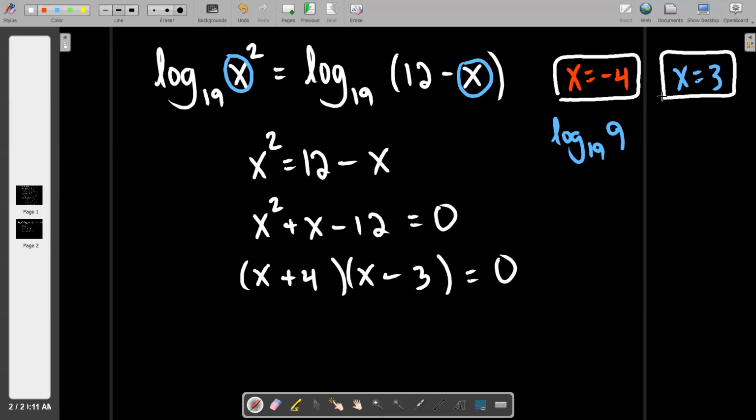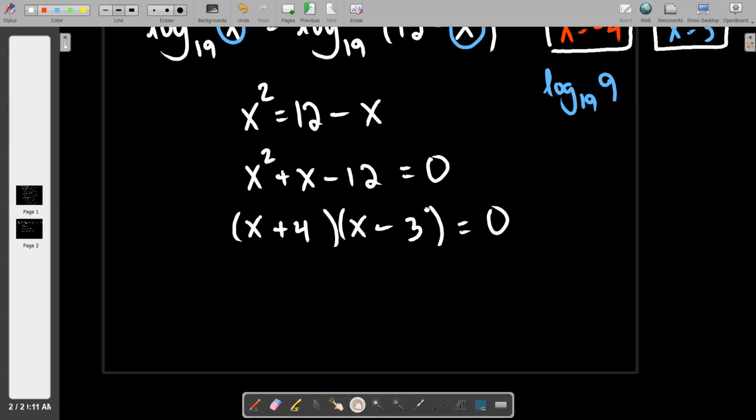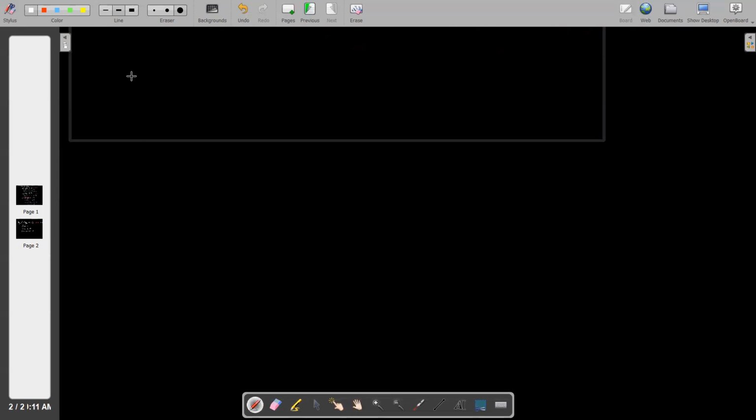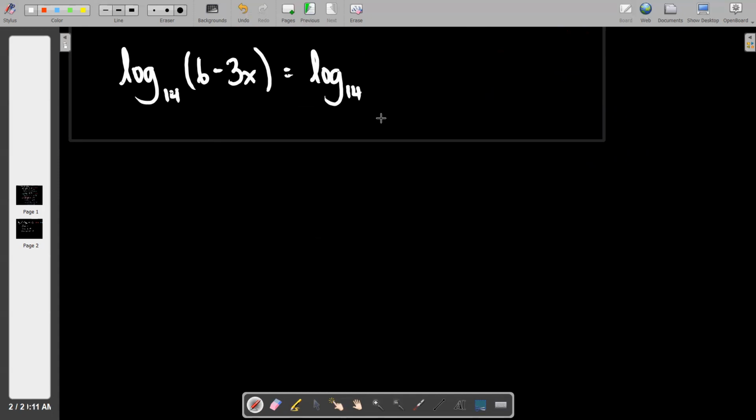Okay, let's head on to the next one. For this one, I'm going to stick with the same property for just a little while here. The first 10 minutes of my notes or so are just all hitting this drop the log sort of property. So this time we're going to have log base 14 of 6 minus 3x. And we're going to set that equal to another, of course, log base 14. And this time it's going to be of x squared minus 2x. So what has to be true if this is true?